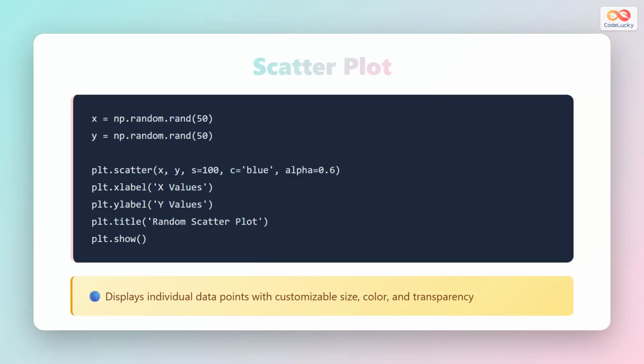Scatter plots are ideal for displaying individual data points and identifying patterns or correlations. Here, we generate 50 random values each for X and Y using np.random.rand. The plt.scatter function creates our scatter plot. We customize it with several parameters. s equals 100 sets the size of each point, c equals blue sets the color, and alpha equals 0.6 adds transparency. We add axis labels and a title just like before. Scatter plots are particularly useful when you want to see the distribution of data points rather than connecting them with lines.